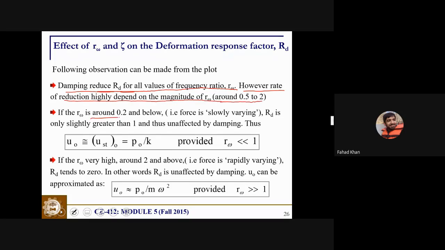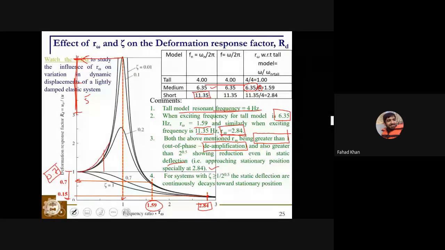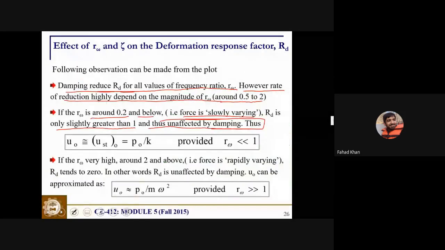If R omega is around 0.2 and below, that is, the force is slowly varying, RD is only slightly greater than 1 and thus unaffected by damping at all, as seen in our previous curve here. So you can see that all these curves have a unique value. They are very close to each other, and so the displacement is unaffected by the magnitude of damping.